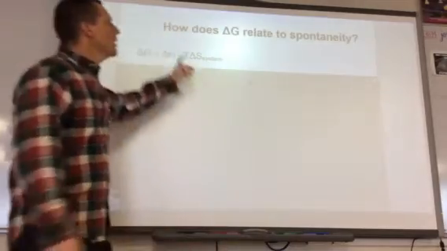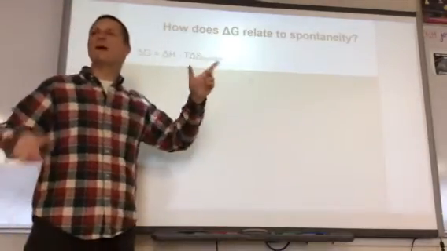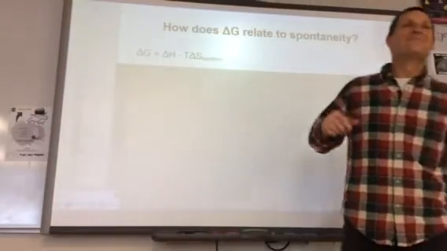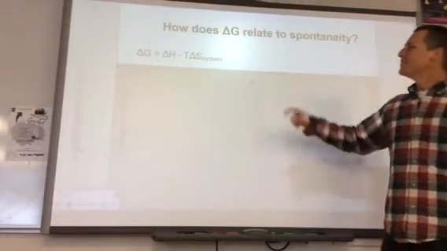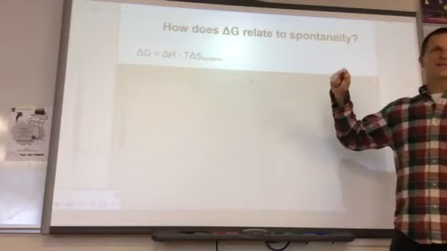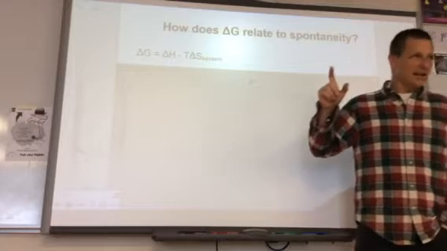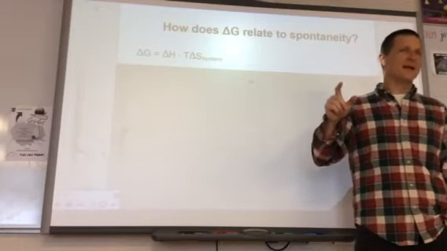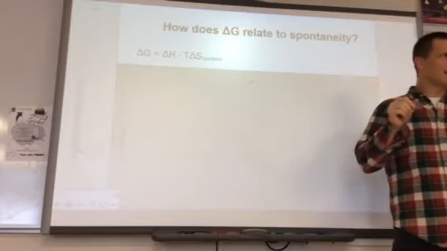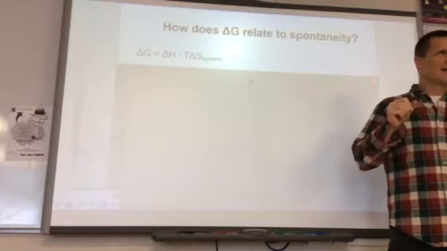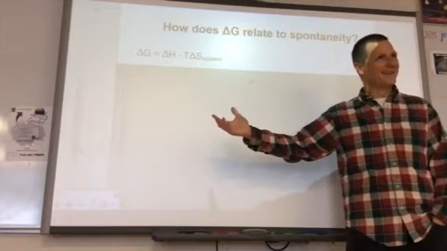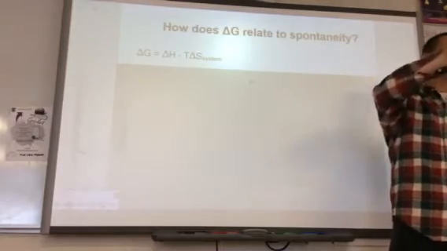Okay. How does delta G relate to spontaneity? Spontaneity means will something be spontaneous or not? The answer is, if delta G is negative, then it will be spontaneous. If delta G is negative, it will be spontaneous. Why would it have to be negative for it to be spontaneous? Thank you for asking why. Now I have to do the derivation to show you why. I was going to do it anyway, though, Colby.